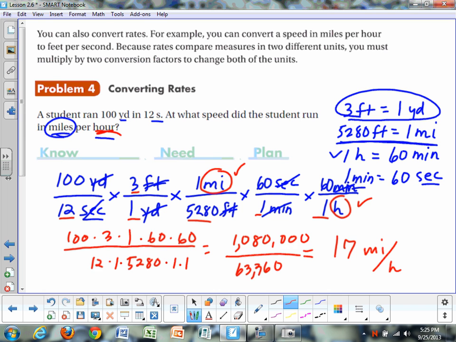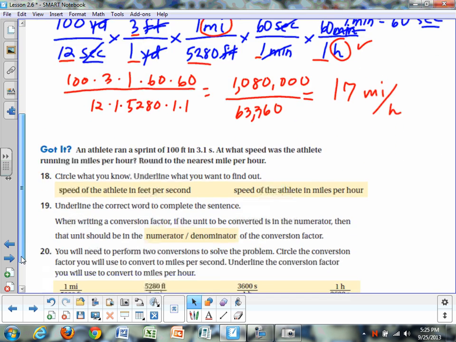So all that work, but the nice thing about this is you know you're going to get the right answer because everything is in the right place. All right, I'm going to let you try that.